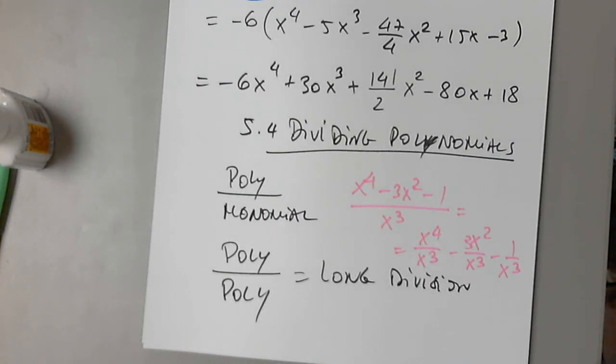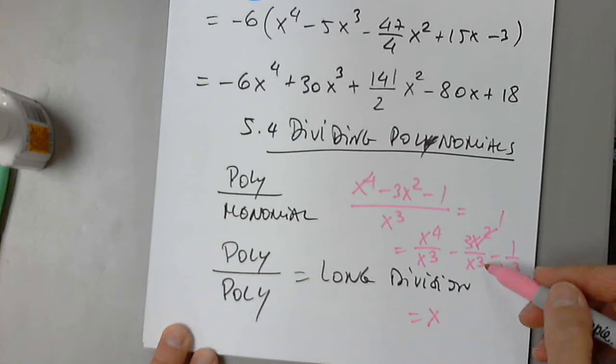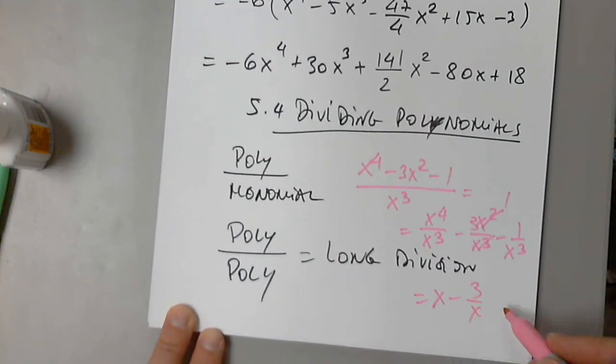You can separate into 3 fractions here only because this quantity is one term, one product. If you have 2 terms, you cannot do that. It's not going to help. You can, but you're not going to be able to simplify. But here I can simplify, and this becomes x. I can simplify, and this becomes negative 3 over x, and here I cannot do anything.